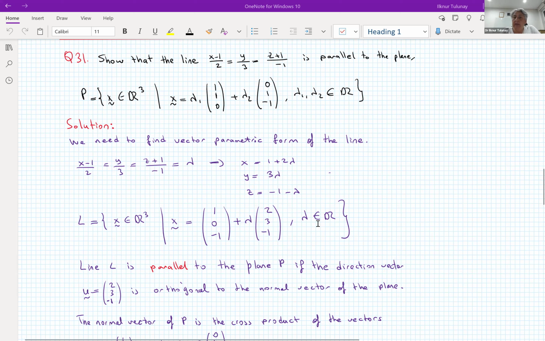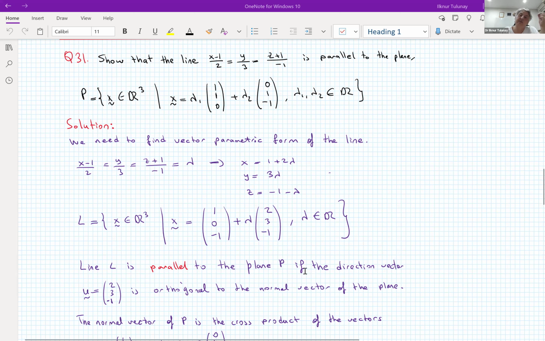And for the lambda, we should say what lambda is in this set. Lambda could be any real number. So we know that this is the vector parametric form of the line equation, such that this line passes through the point 1, 0, minus 1, with the direction vector 2, 3, minus 1. So this line is parallel to the vector 2, 3, minus 1, and it passes through the point 1, 0, minus 1. Now we would like to prove that L is parallel to the plane.